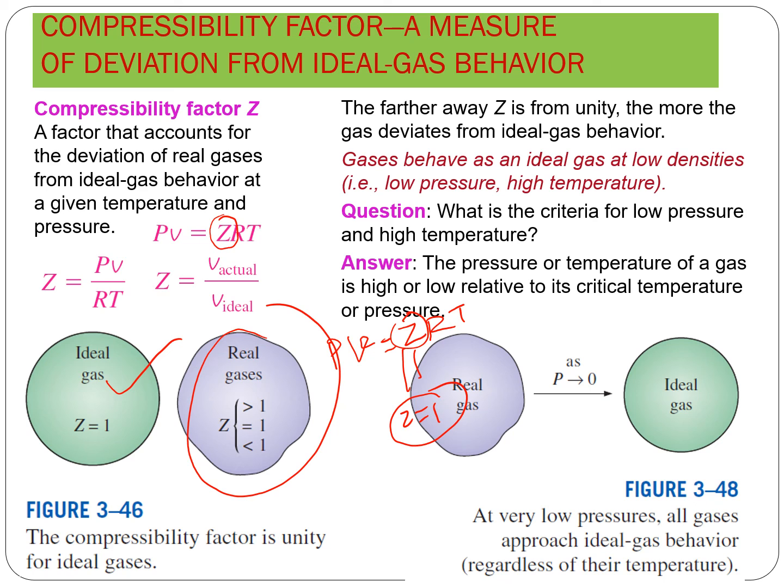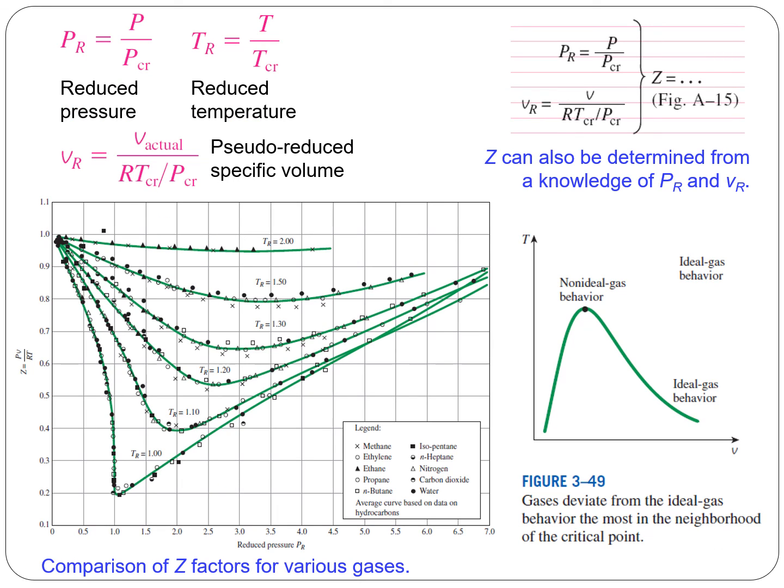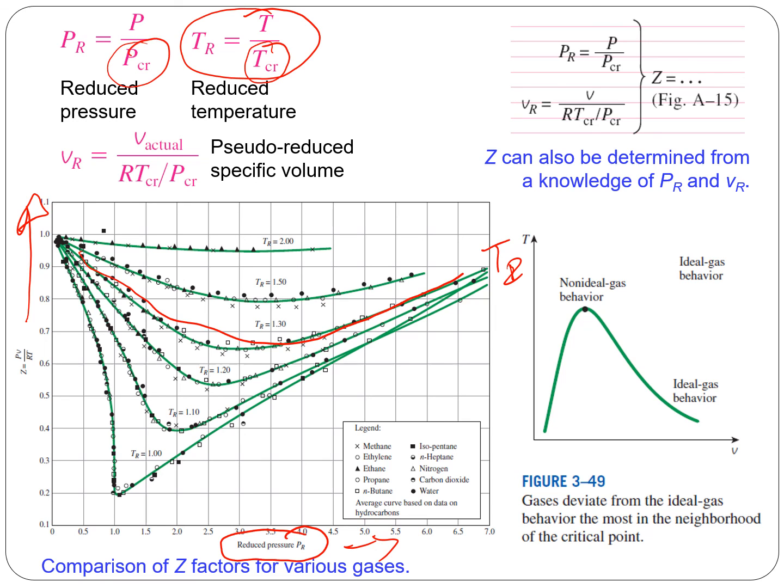Okay. So the question is how you can calculate the value of Z, and for that you have to make use of the chart. For that we use this chart in which you have reduced pressure on the x-axis and the value of Z on the y-axis, and these are the values of reduced temperature. See, this is how the reduced temperature is defined, and these critical values of pressure and temperature are found from table A1.